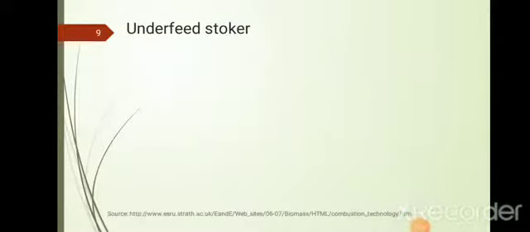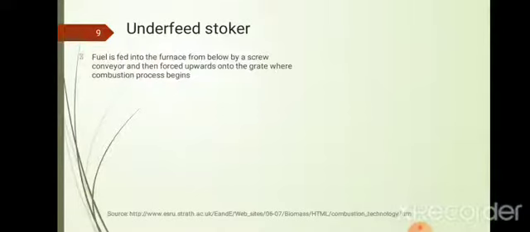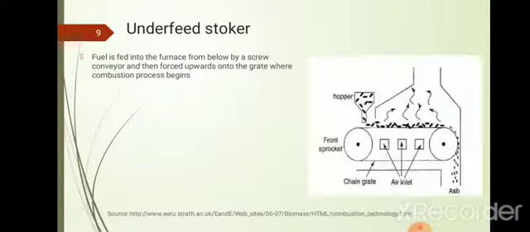So first we will discuss the underfeed stoker type combustion system. In this type, mainly there will be a screw conveyor at the bottom of the combustion system, and this biomass will be fed through this screw conveyor into the grate where the combustion process begins. So this is a typical underfeed stoker.